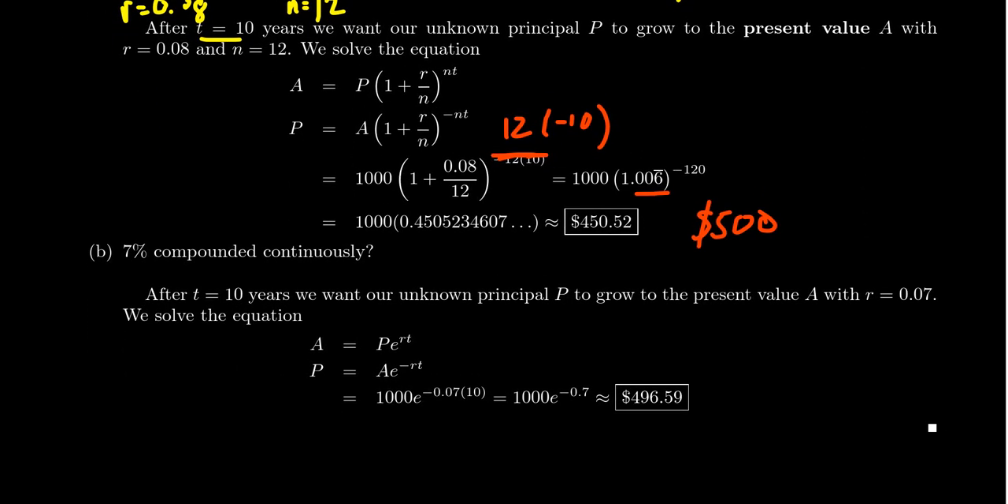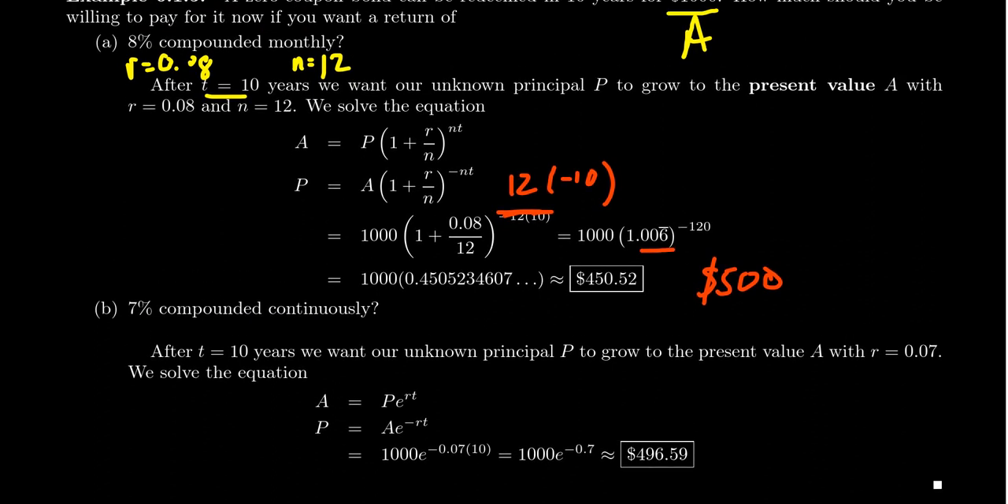Well, what if the bond was 7% compounded continuously? So look at that for a moment. The interest rate is lesser than the previous one, but it compounds more frequently. Its compounding is infinity versus only 12. How does that affect things? Is it a better loan or not? Well, we can do the comparison here.